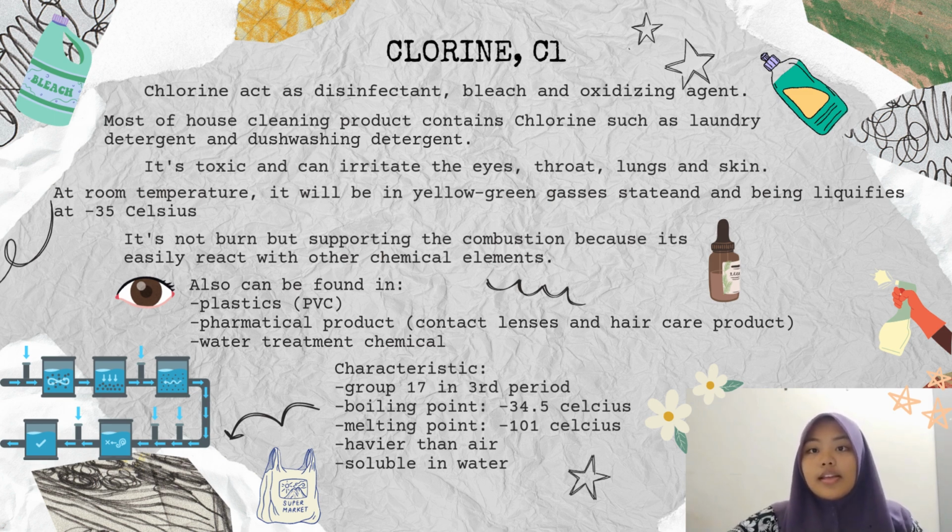Now we're talking about chlorine. Chlorine acts as a disinfectant, bleach, and oxidation agent. Most house cleaning products contain chlorine, such as laundry detergent and dishwashing detergent. Did you know that chlorine is toxic and can irritate the eyes, scalp, lungs, and skin?